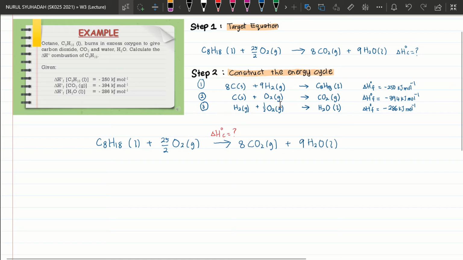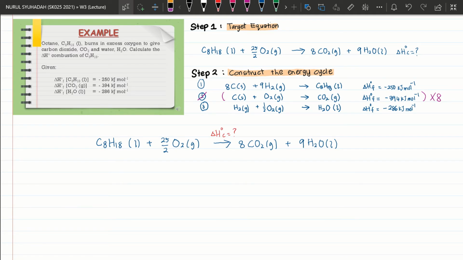Okay, so let's say carbon dioxide. This is the equation for carbon dioxide: from carbon plus oxygen to produce carbon dioxide. So what you can do is look here for the equation for carbon dioxide, which is equation 2. How many carbon dioxide do we need? We need 8 carbon dioxide. The one that we have here is only 1 carbon dioxide, so times everything here by 8.